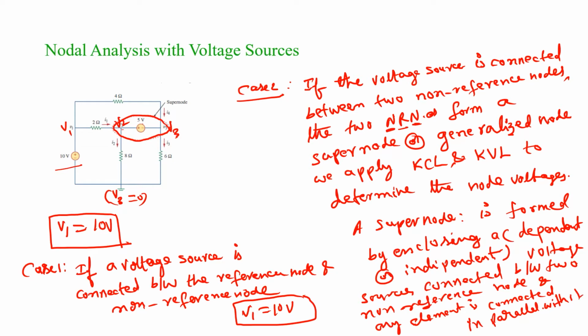How is a supernode formed? It is formed when a voltage source is connected between two non-reference nodes, along with any resistive element or other element connected in parallel to it. This is how the two cases work, with V1 and V2. So we solve this problem.